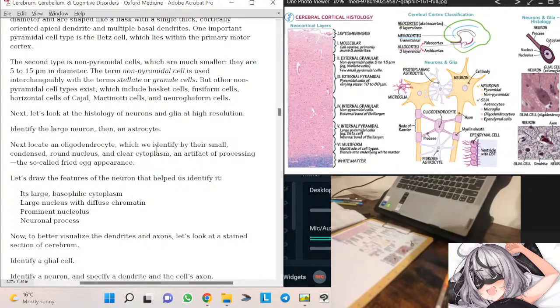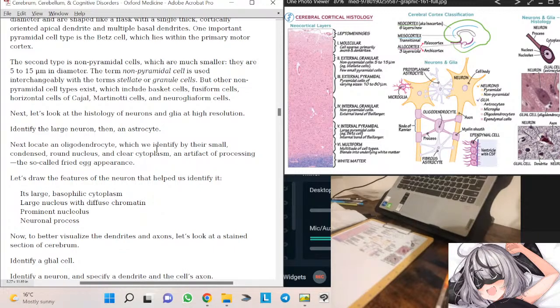Next, let's look at the histology of neurons and glia at high resolution. Identify the large neuron, then an astrocyte. Next, locate an oligodendrocyte, which we identify by their small, condensed, round nucleus and a clear cytoplasm, an artifact of processing, the so-called fried egg appearance.